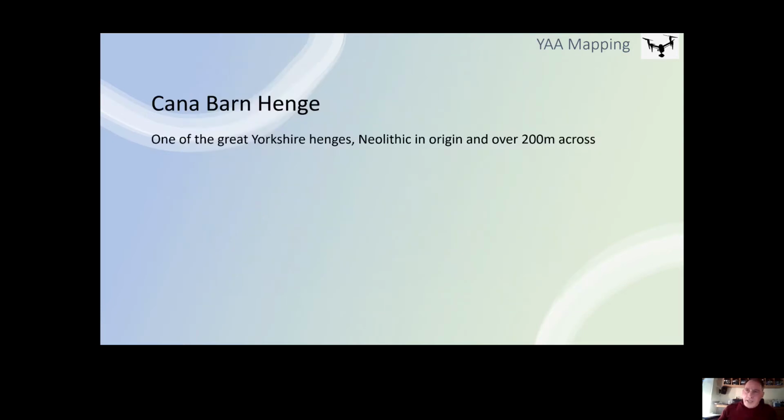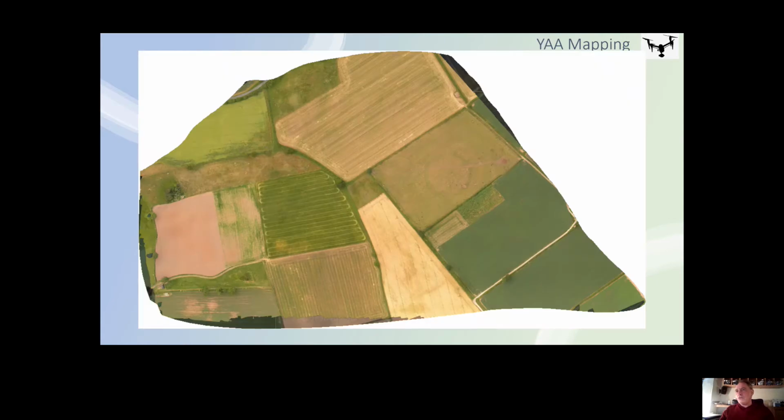This is Carner Barn Henge. Now we looked at this at the very beginning. It was the red and yellow green circular feature, a ploughed out henge over 200 meters in diameter. Here's the henge showing up on the RGB image, the normal image. There it is. You can just about see it there. You might overlook it if you didn't know it was there.